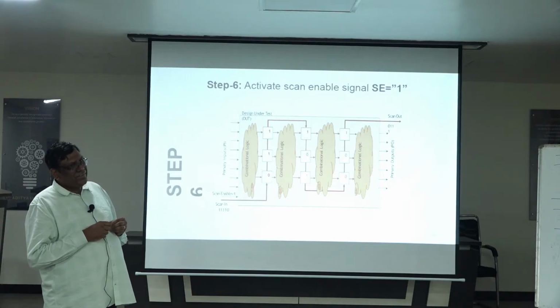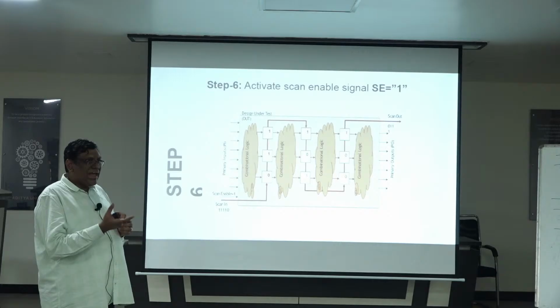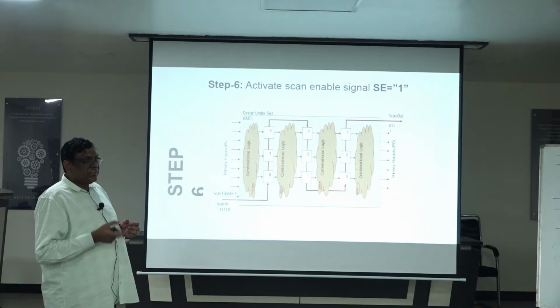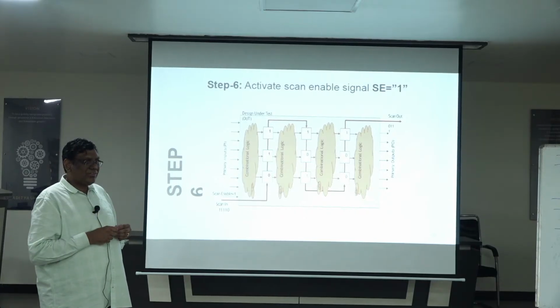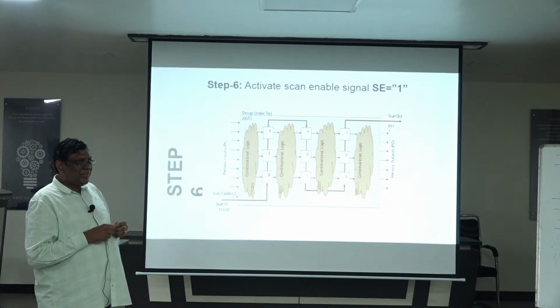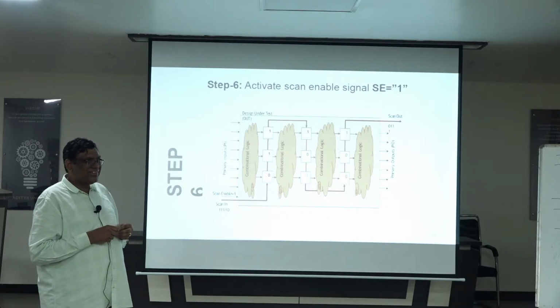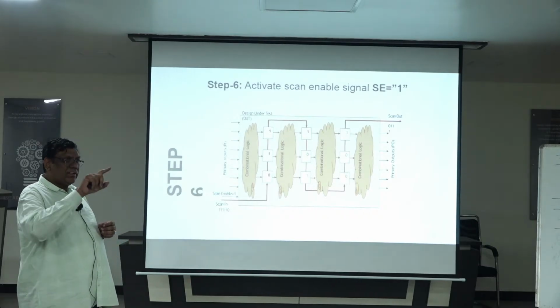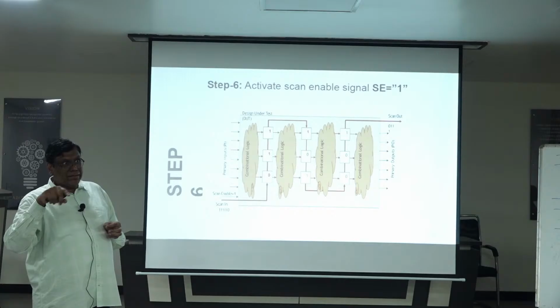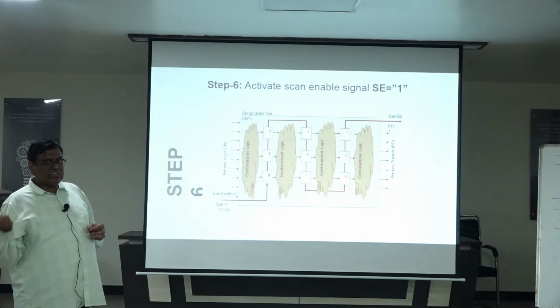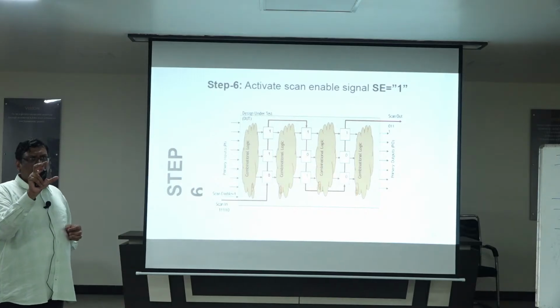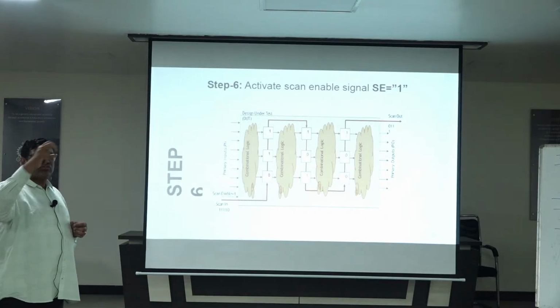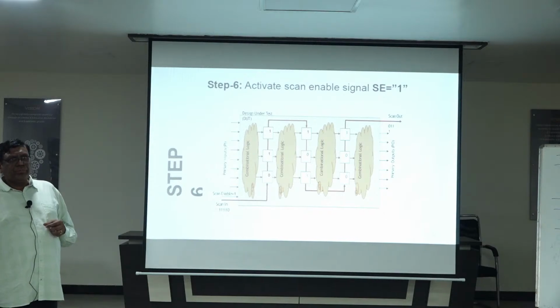What will happen with the shifting data? The shifting data will set the COM circuit input values. That COM circuit output value will be collected by shift out. Whatever you shift in will set the values of the COM circuit, and shift out will collect the values from the COM circuit.